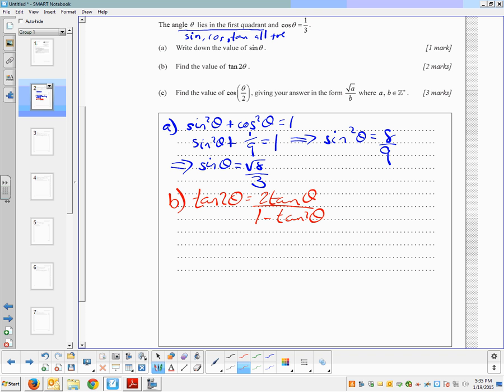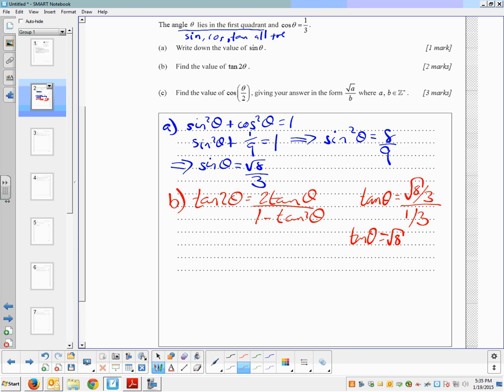So if I'm going to be able to evaluate that, I need to know what tan theta is. Well, I know that tan theta is sine over cos. So that's root 8 over 3. Sine I've already evaluated. We're told that cos is 1 over 3, so that's just root 8. Tan theta is root 8.